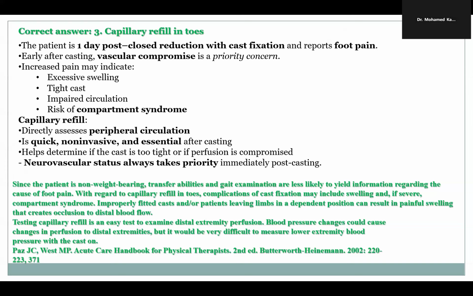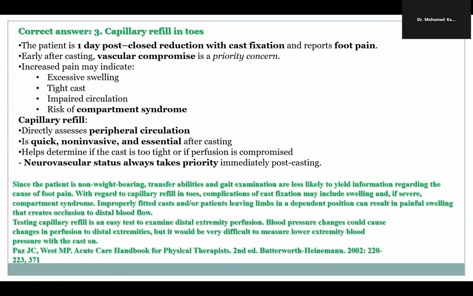We know that one of the complications of cast fixation can be swelling, and if it is severe enough, it will lead to compartment syndrome. So we need to make sure that the blood is going distally well and the distal blood flow is okay. So it is an easy test, as I told you.